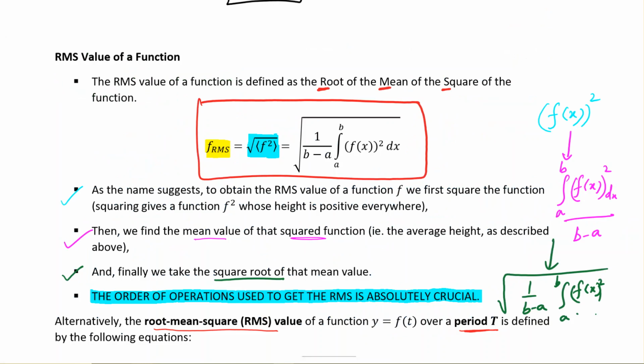I hope that makes sense. In this video, I discussed the root mean square value of a function. In the next video, I will talk about one of the applications of root mean square values, which is in effective current. So make sure you watch that video as well.